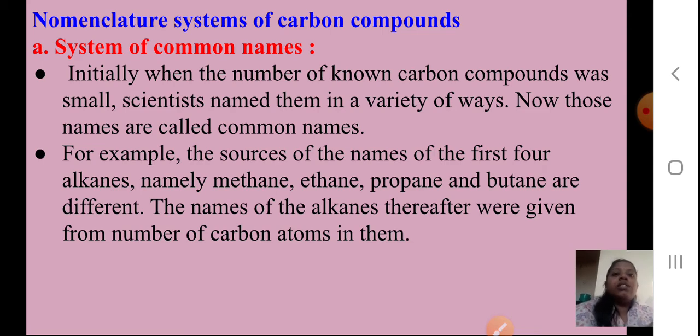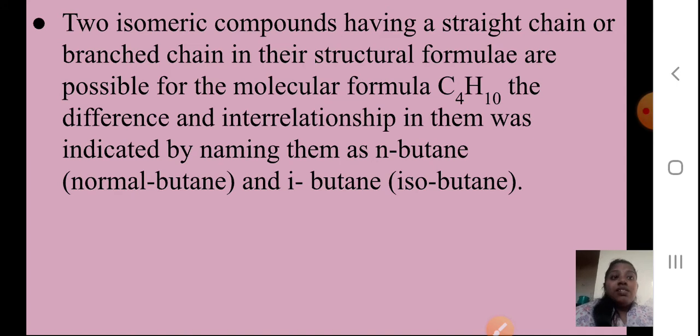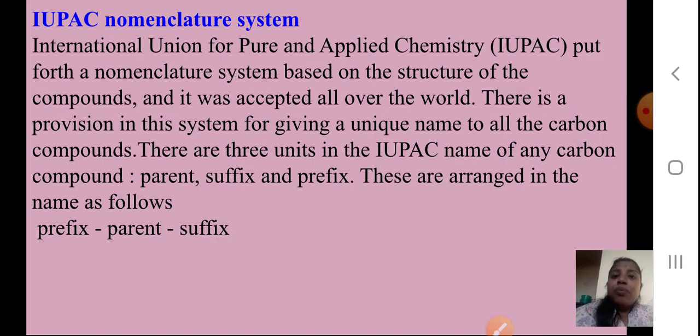Okay students, now see here. Two isomeric compounds having a straight chain or branched chain in their structural formulae are possible for the molecular formula C4H10, that is butane. The difference and the interrelationship in them was indicated by naming them as n-butane, that is normal butane, and i-butane, that is isobutane. So you can have two different structures of butane. Okay students, so we call them isomers, right? So they were given the names normal butane and isobutane. Okay, so we'll study now. This is a very important nomenclature system students, so you have to study it properly.